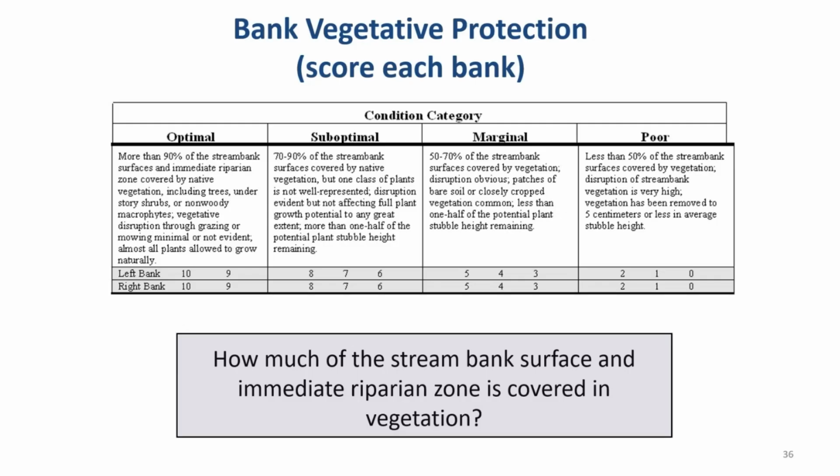Okay, we're up to our last question. This one also gets scored separately for each bank, and it's asking for you to describe the bank vegetative protection. So how much of the stream bank in the immediate riparian zone is covered in vegetation? If more than 90% of the stream bank is covered with native vegetation, sorry, second to last question. I got ahead of myself for a moment.